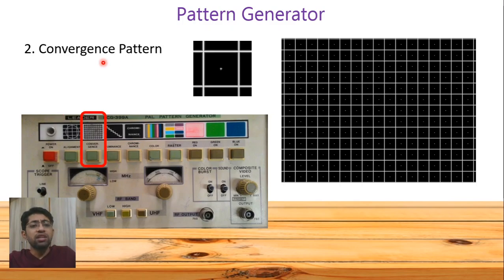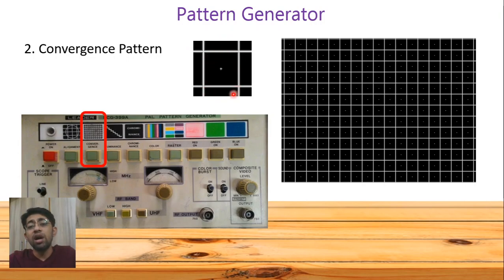Yes, next one is nothing but the convergence pattern. So convergence pattern is nothing but you can see that there are lots of horizontal white bars and vertical white bars, and here in the center of each square one white dot is there. So here it is a zoomed version, so you can see that white dot is there. So let us understand what is the use of this convergence pattern.